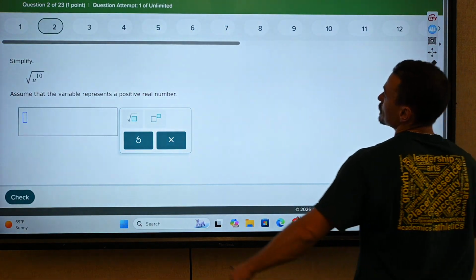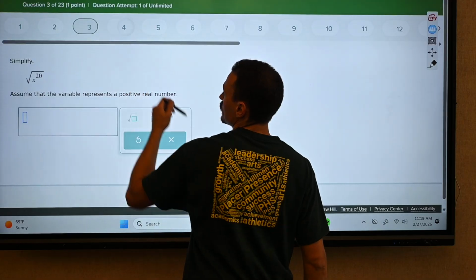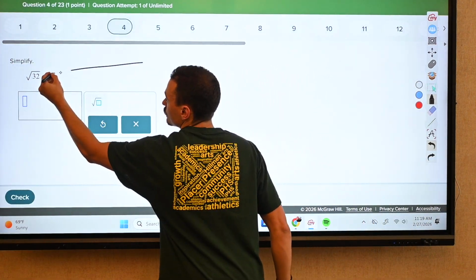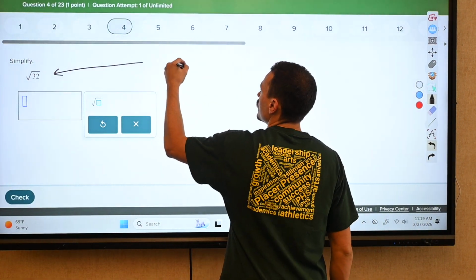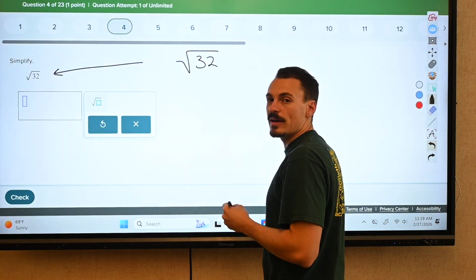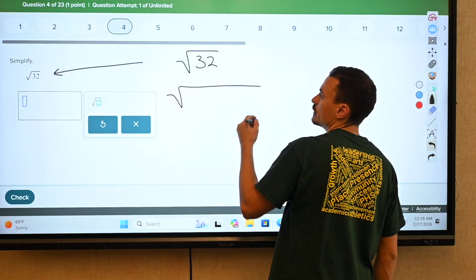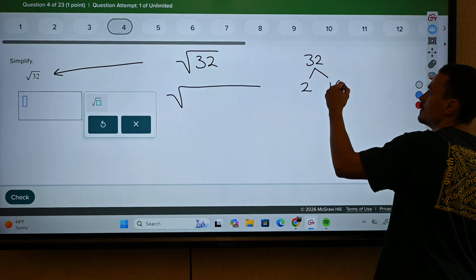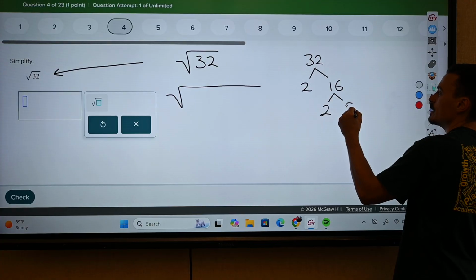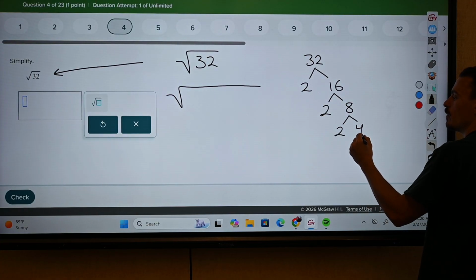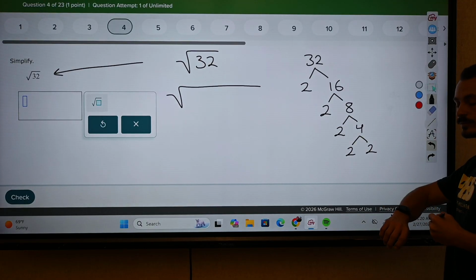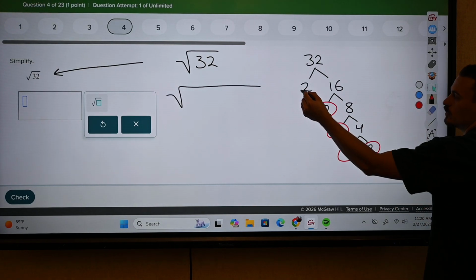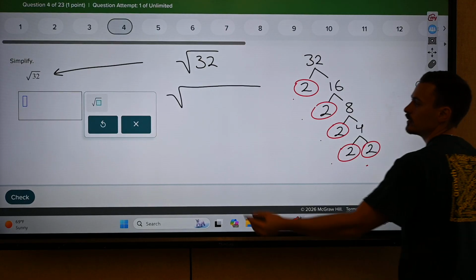Now, I'm going to talk about just having a number on the inside, like 32. Okay? So 32 is not a perfect square. So what we're going to do is factor 32 into its prime factors. The way we're going to do that is we take 32, 2 times 16, 2 times 8, 2 times 4, and 2 times 2. So our prime factors are 2, 2, 2, 2, and 2. 1, 2, 3, 4, 5 2s.